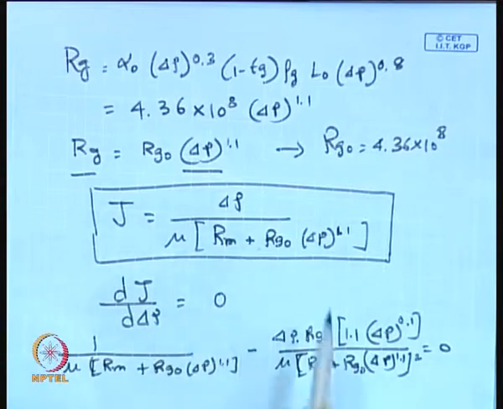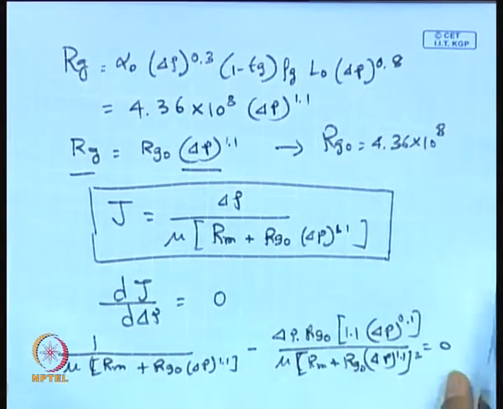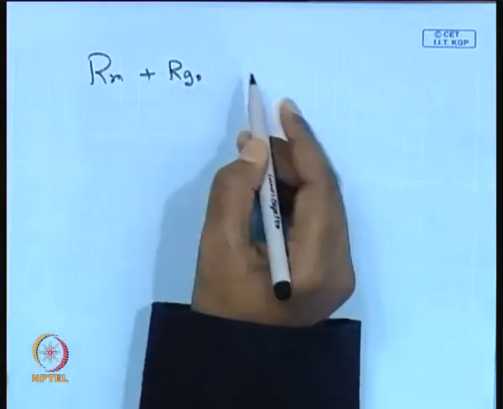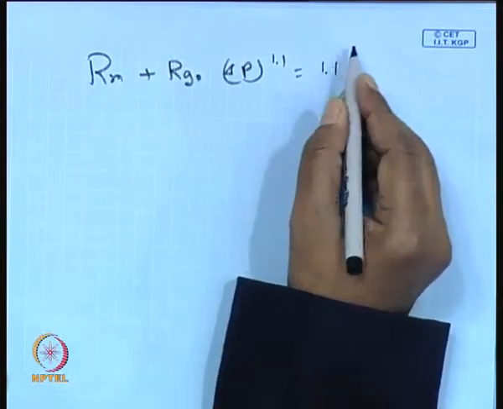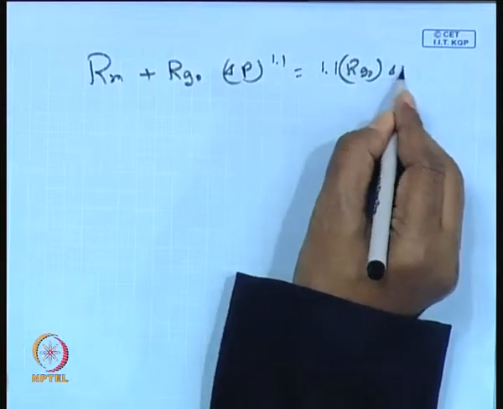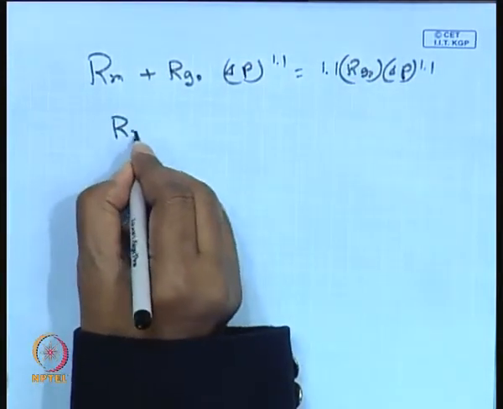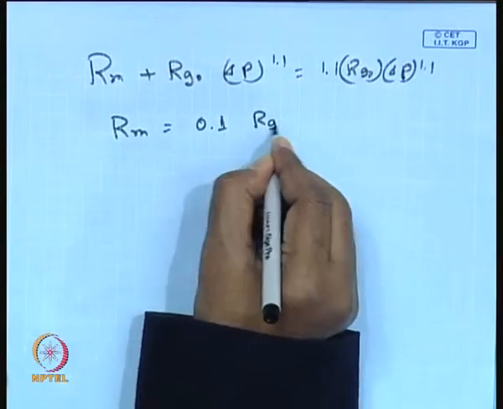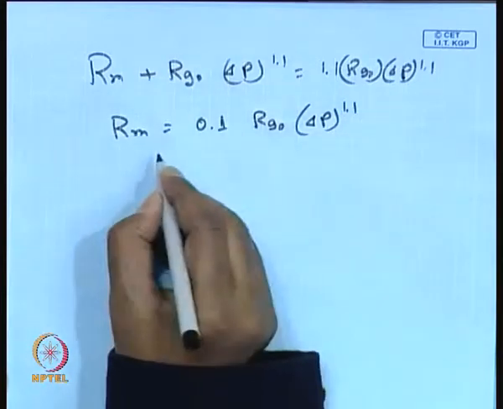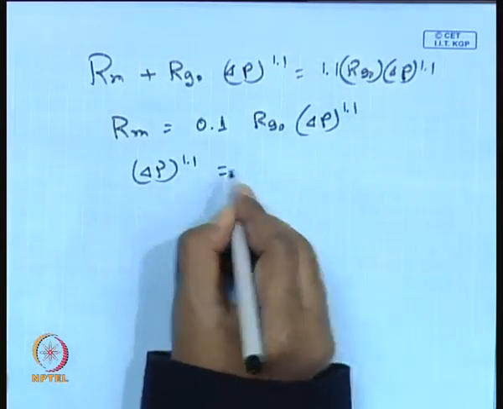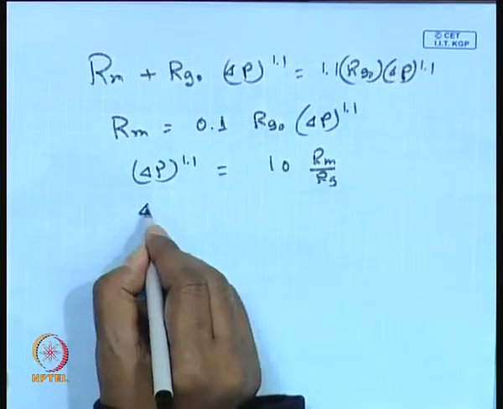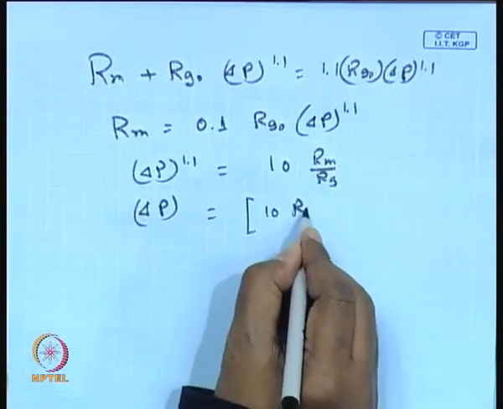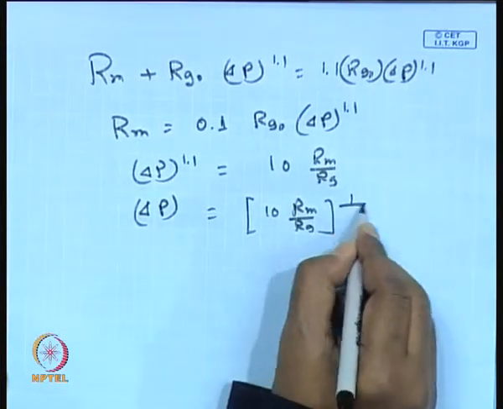So, just take the derivative with respect to delta p and put it equal to 0, and you will get an expression. After simplification, R m plus R g naught delta p raised to the power 1.1 will be equal to 1.1 R g naught delta p raised to the power 1.1, and it turns out R m is equal to 0.1 R g naught delta p raised to the power 1.1. So delta p raised to the power 1.1 becomes 10 times R m by R g, and delta p should be 10 R m by R g raised to the power 1 by 1.1.